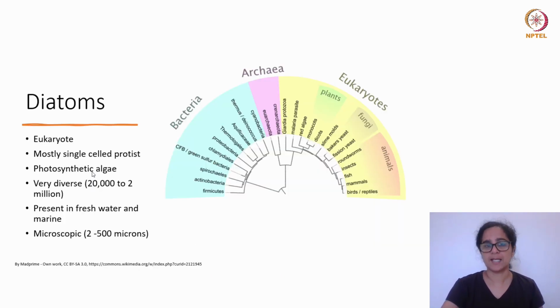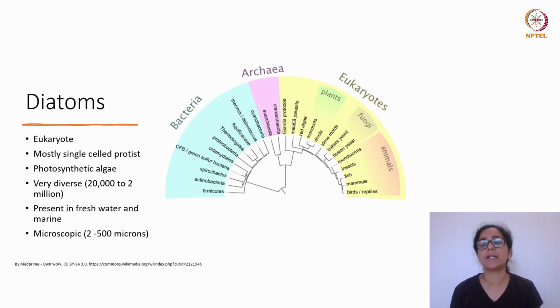So diatoms are single-celled protists. They are actually eukaryotes. That means they have their own nucleus and many other cell organelles. But they are single-celled. They are microscopic. They are protists. If you look at where protists are here, under eukaryotes, they come under here. This is a phylogenetic tree which has bacteria, archaea, and eukaryotes. So diatoms are not plants, fungi, or animals, but they are protists and they fall somewhere here. You can call them microalgae because they're very tiny and microscopic.